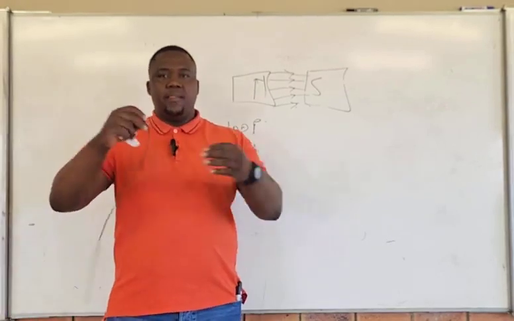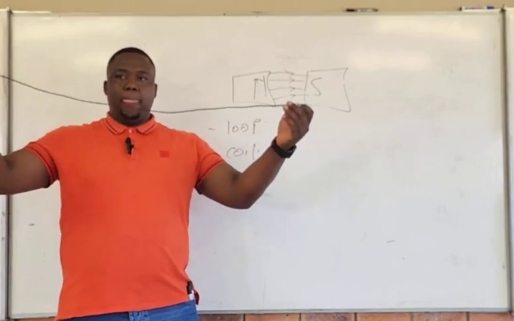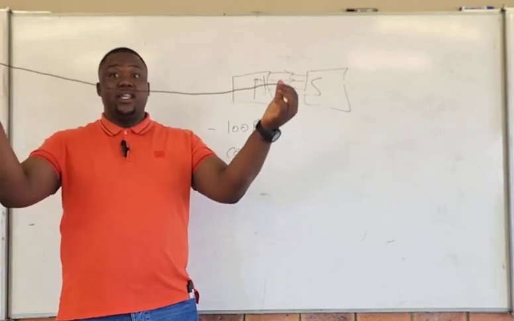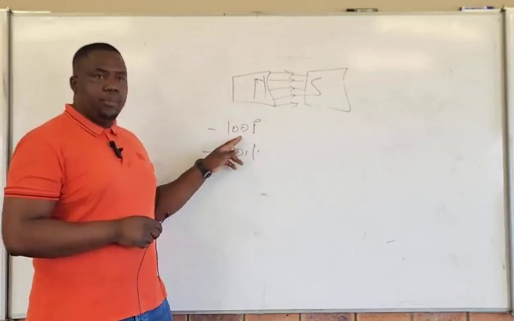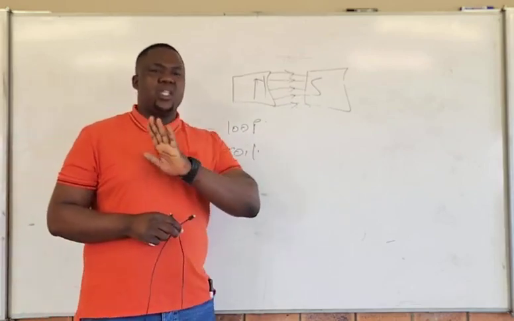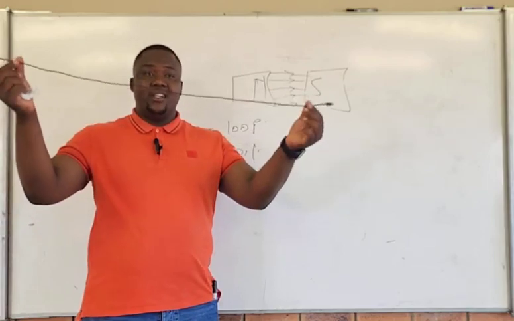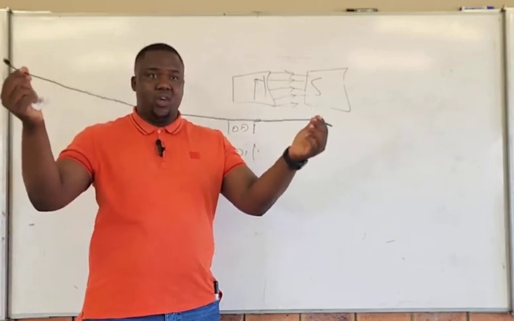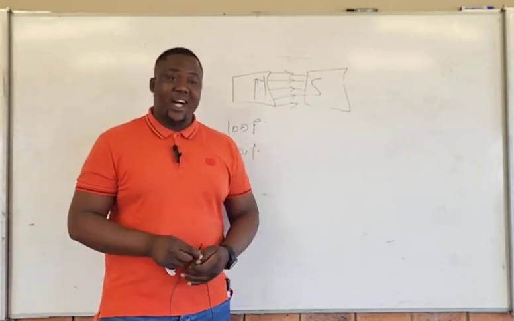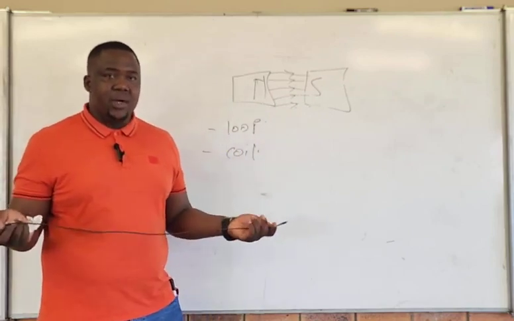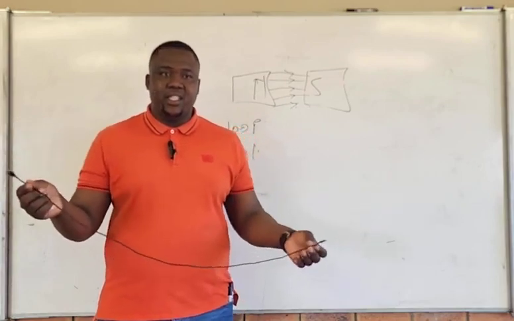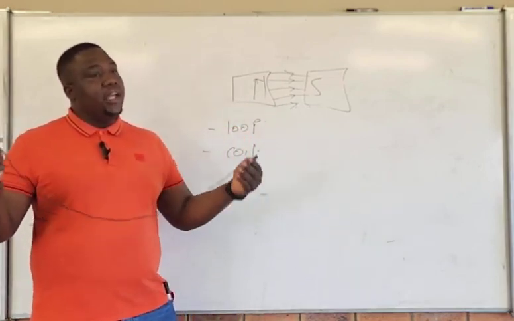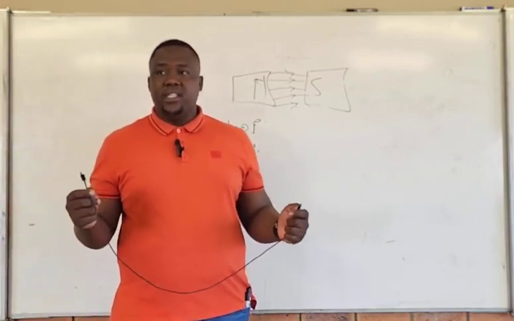You can see here, I'm holding an electrical cord. So ladies and gentlemen, when we talk about a loop and a coil, we are talking about nothing but just an electrical cord. That is an electrical conductor. Anything that can conduct electricity can be made a loop and can be made a coil.